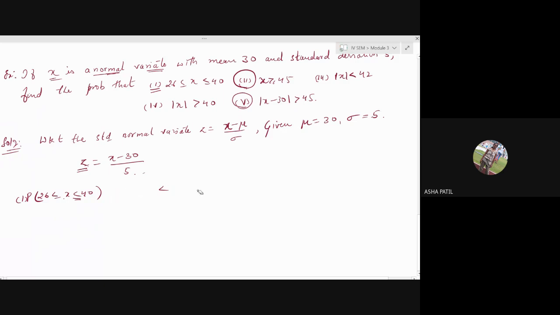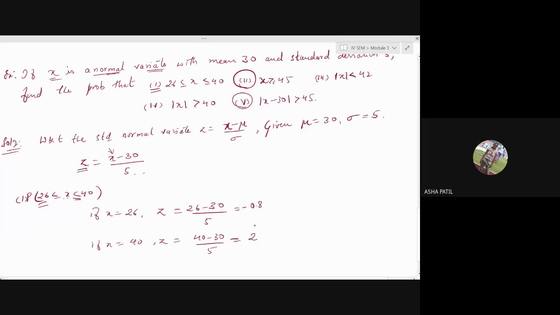If X is equal to 26, the first value we consider, then Z is equal to 26 minus 30 divided by 5, which is minus 4 by 5, that is minus 0.8. Next, they have given 40. Take X equal to 40, then Z is equal to 40 minus 30 divided by 5, which is 10 by 5, so this is 2.